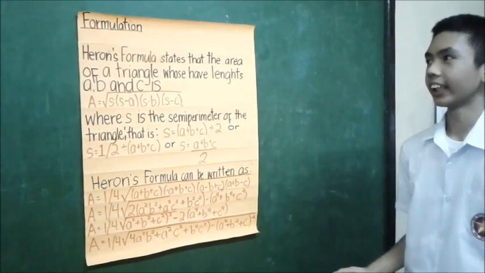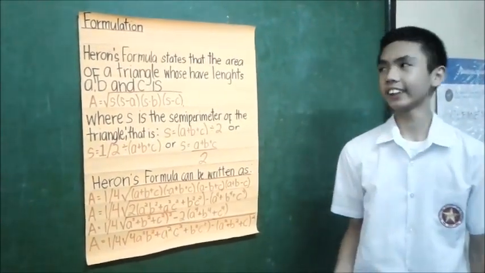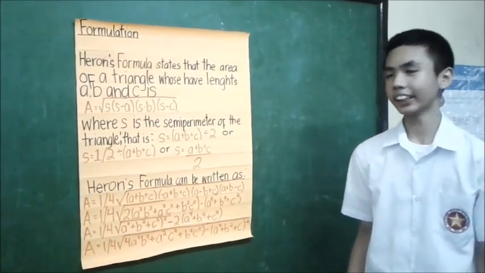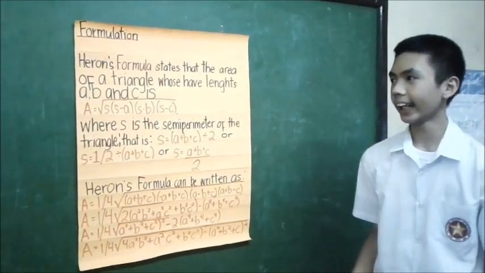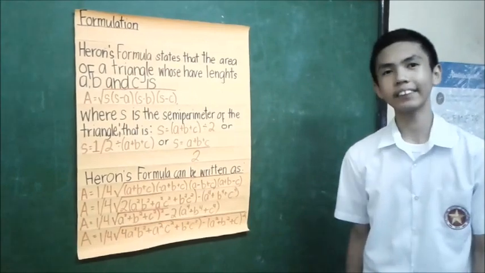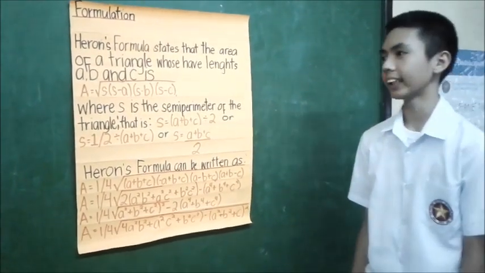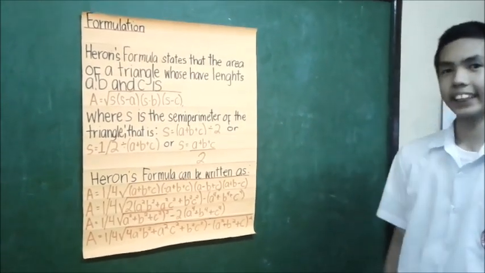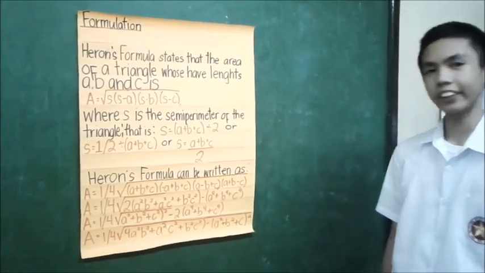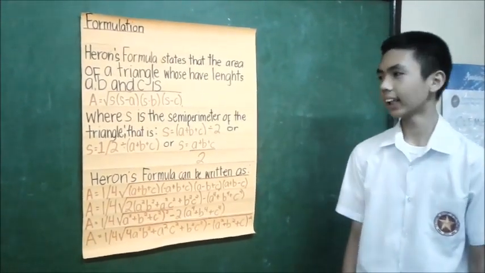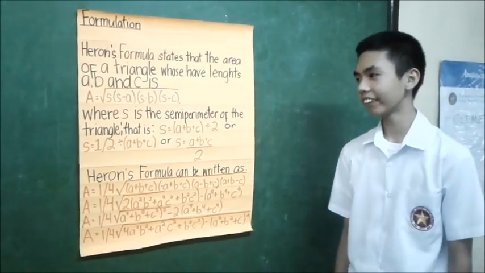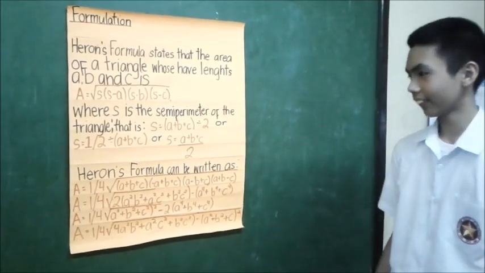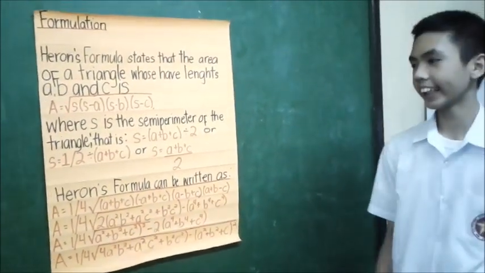The formulation: Heron's formula states that the area of a triangle whose side lengths are a, b, and c is equal to the square root of s times s minus a times s minus b times s minus c, where s is the semi-perimeter of the triangle. That is, s is equal to a plus b plus c divided by 2, or s is equal to 1/2 times a plus b plus c. The formula can also be written as the following.